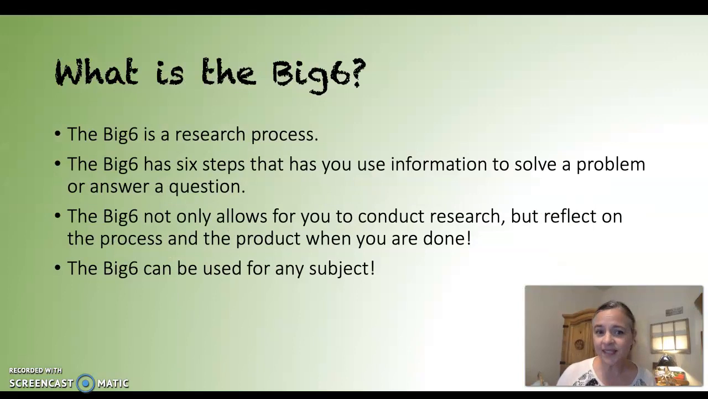So what is the Big Six? The Big Six is a research process. It has 6 steps that has you use information to solve a problem or answer a question. The Big Six not only allows for you to conduct the research, but it gives you a piece where you can reflect back on the process and the product when you're done. And best of all, it can be used for almost any subject.